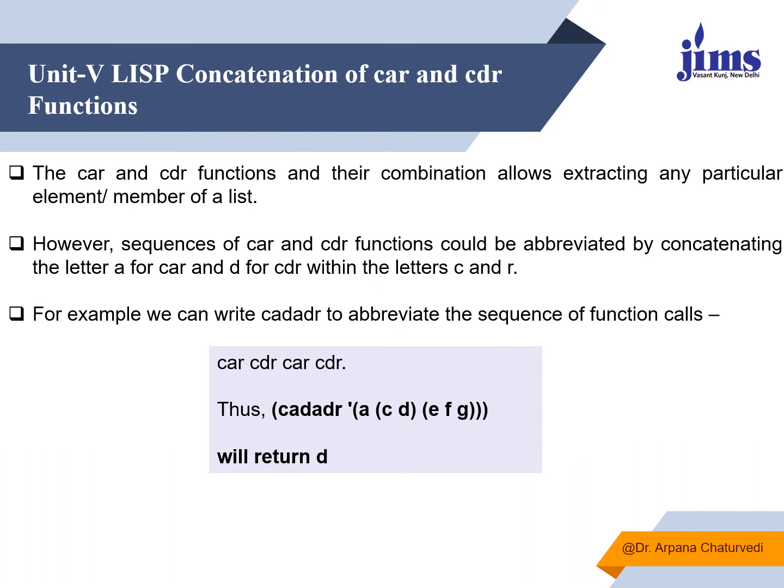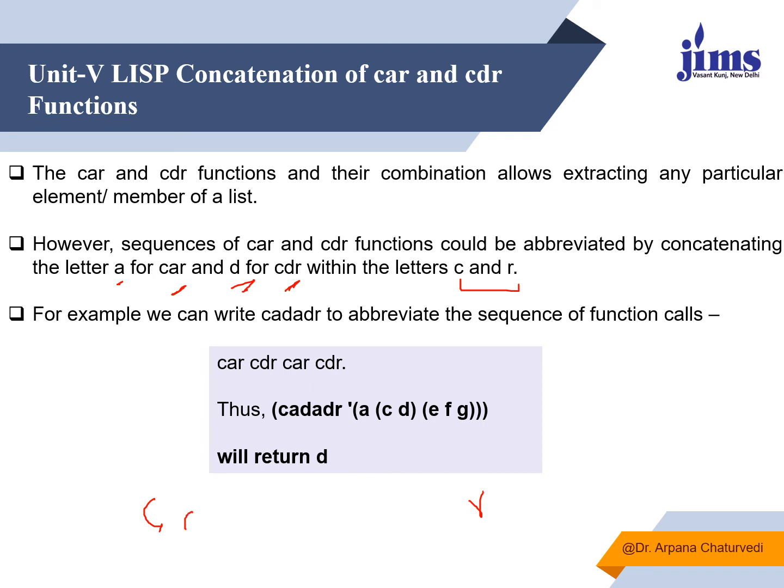You can concatenate or join car and CDR together. You have to remember one thing, that the car and CDR functions and their combination allow extracting any particular element or member of a list. A sequence of car and CDR functions can be abbreviated by concatenating the letter A for car, remember this, and D for CDR.